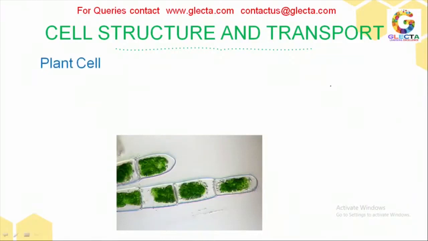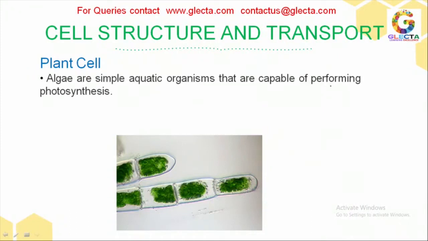Before moving to the organelles or the structures that are present in your plant cell, we have to talk about another organism which is very, very similar to your plant cells, algae. Algae is a simple aquatic organism that is capable of performing photosynthesis. Now, because we know that animals cannot perform any kind of photosynthesis while plants can, when algae were found, they were naturally thought to be plant-like organisms.